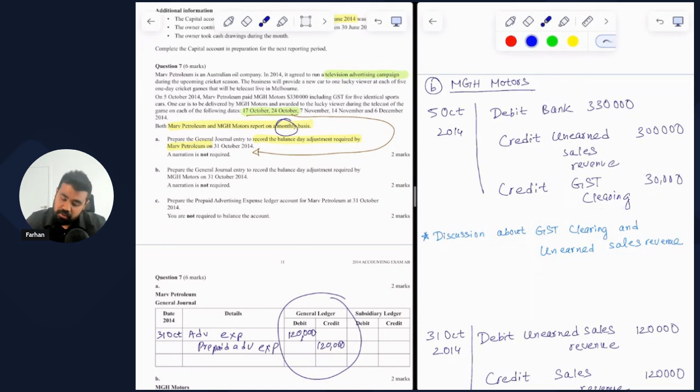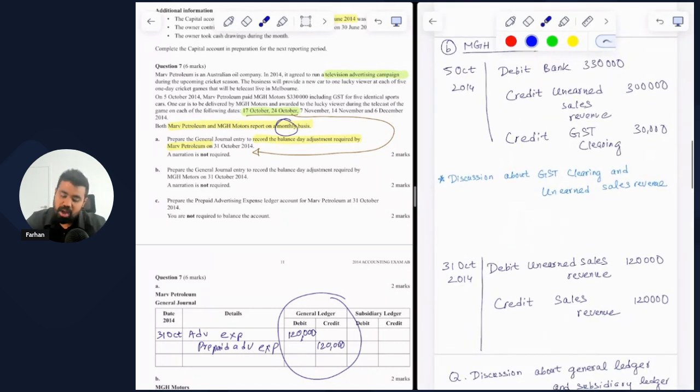Now, what's happening on the 31st of October? So as we know, 2 games would have already happened, and those 2 games would be on the 17th of October and 24th of October. Okay. So when we do the balance day adjustments on 31st of October, $120,000 worth of service or products would have already been delivered by MGH Motors, which means we could now recognize a portion of the originally recorded unearned sales revenue on 5th of October now as earned, like we have actually deserved. We actually deserve to earn this revenue, right?